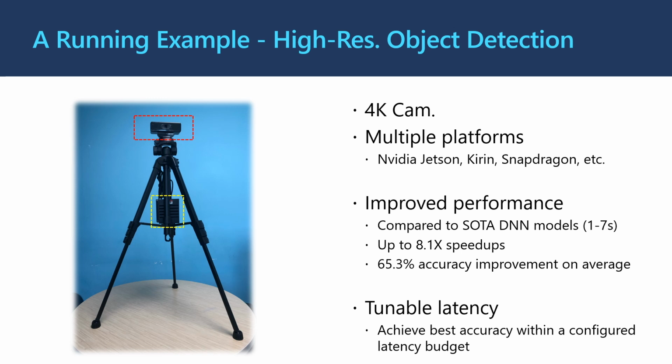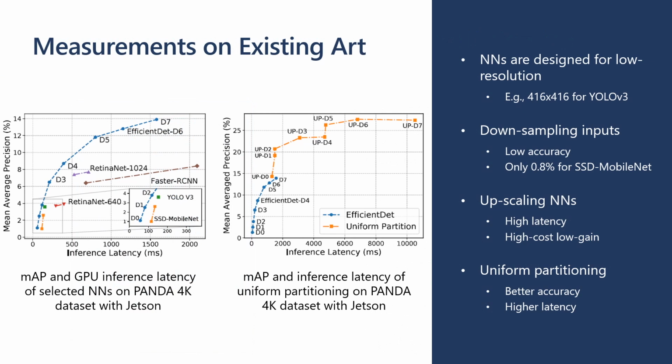But before that, let's see why existing approaches fail first. We conducted measurements on popular object detection models with different capacities on a public 4K dataset. Currently, most models are designed for low resolution. So, to handle 4K inputs, generally we have 3 methods. First, we can downsample the inputs. It leads to very low accuracy, shown here. It is because the objects are too small to be detected.